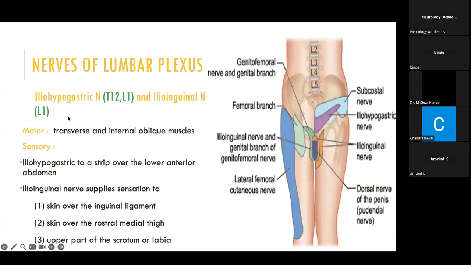Iliohypogastric nerve and ilioinguinal nerve give motor supply to the transverse and internal oblique muscles, and sensory supply of the iliohypogastric is the small strip you can see in the lower anterior abdomen. Ilioinguinal supplies, along with the genital branch of the genitofemoral nerve, the scrotum, mainly the upper part of the scrotum, and also the skin over the inguinal ligament.